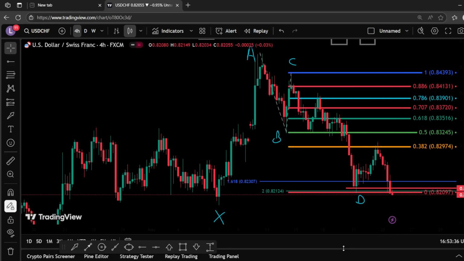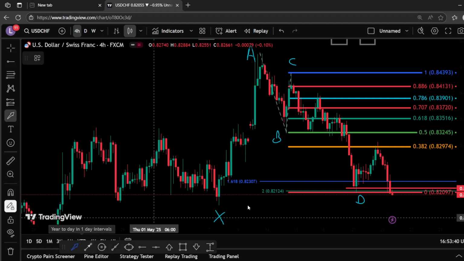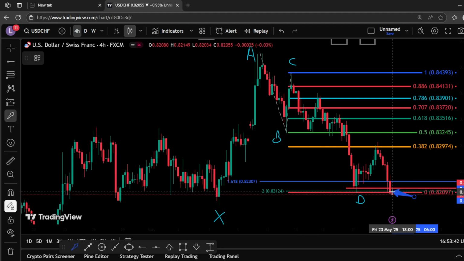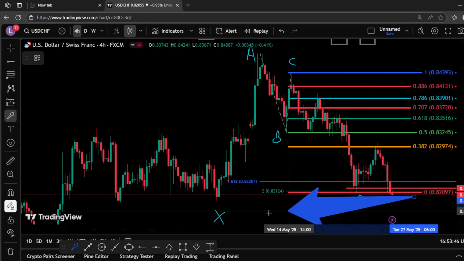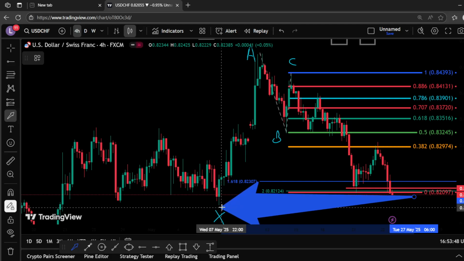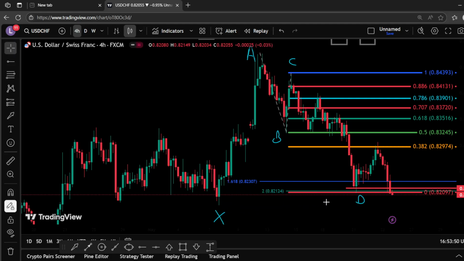All right, but I tend to take my first TP and then I'll wait to see what will happen right here. Okay, so if you go long here, your stop loss will be below X. Okay, that would be your stop loss. Okay, all right, I hope that makes sense.